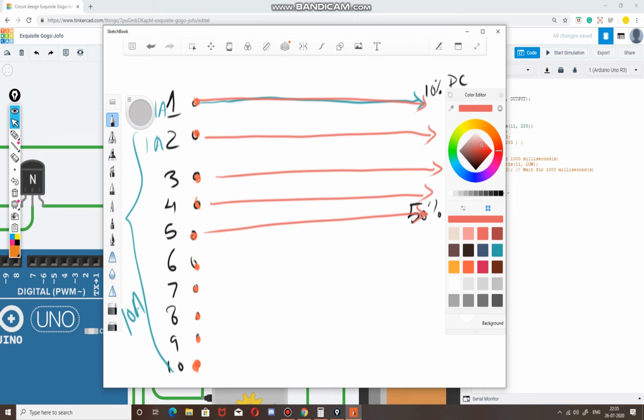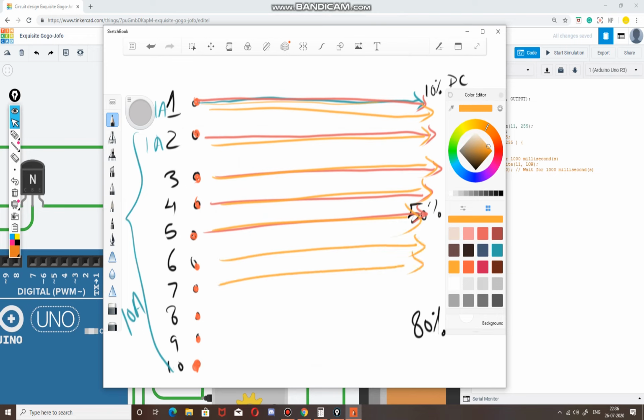Now if I suppose take a duty cycle of 80%, now thinking that you guys have understood properly, if I use 80% duty cycle, that means that this 1 ampere will go, this one will go, this one will go, this one will go, this one will go, next one will go, next one will go, and this one will go. So 8 amperes are now going.